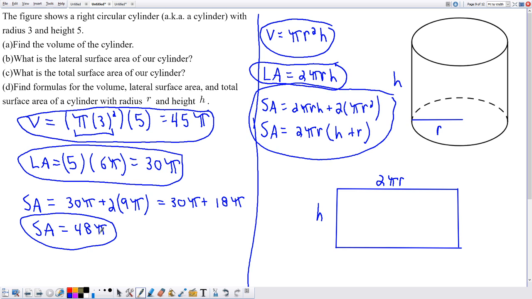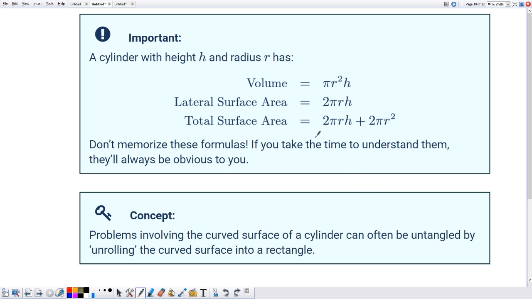But here are the 3 formulas. Volume is pi r squared times h, lateral surface area is 2 pi r times h, and total surface area is 2 pi r h plus 2 pi r squared. You don't need to memorize these formulas, because if you understand how we got them, they're pretty intuitive. And when we deal with cylinders or curved surfaces, unrolling the curved surface into a rectangular shape or some other shape tends to be a very good strategy to solve these types of problems.